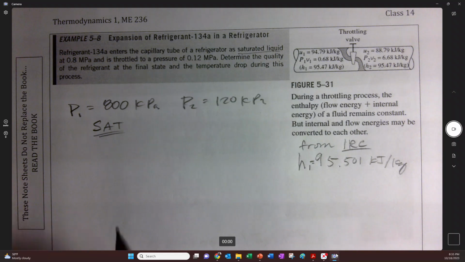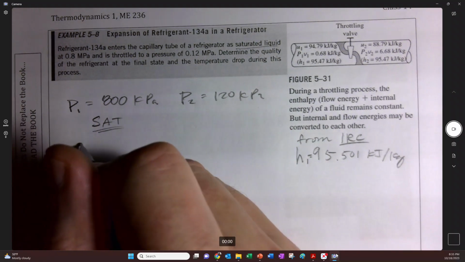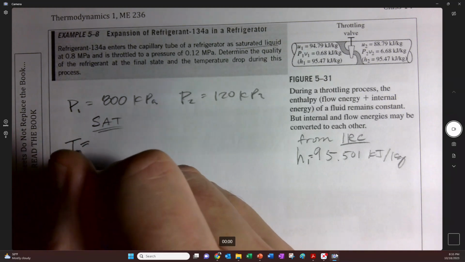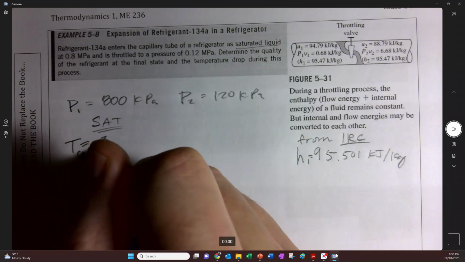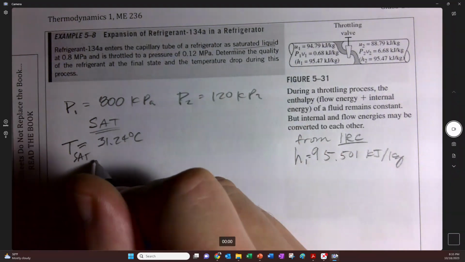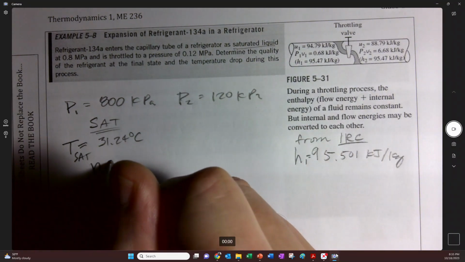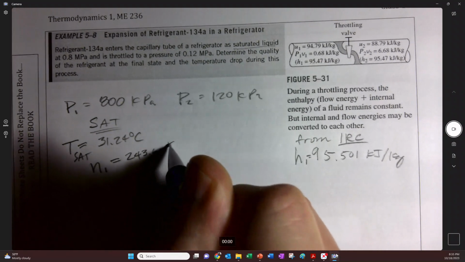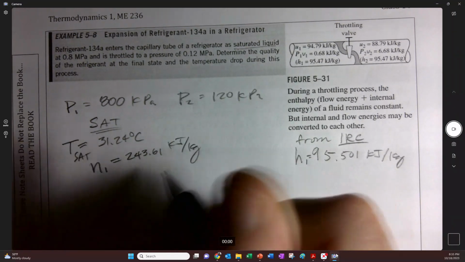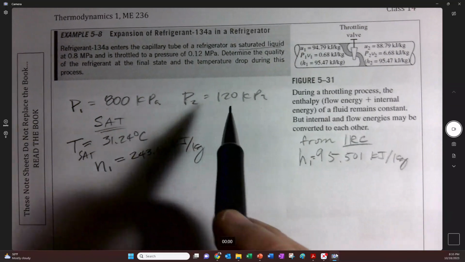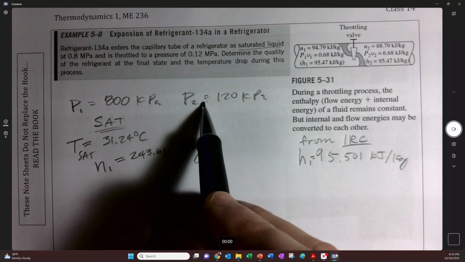So anyway, if I go to the tables, I find and I interpolate. I'm not going to show you the interpolation. Tsat was equal to 31.24 degrees Celsius, and H1 was 243.61 kilojoules per kilogram. So I interpolated in between two values to get that. We're going to do the same thing over here.